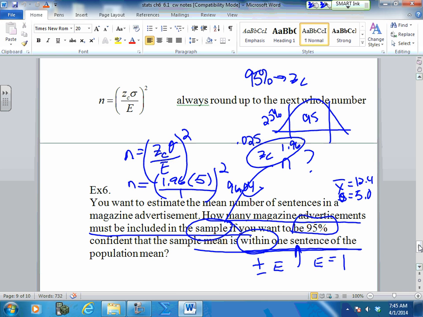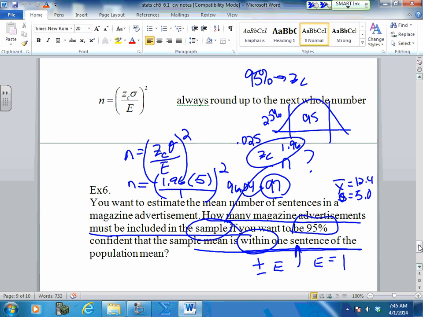I have to note, you have to round up. If you drop it to 96, you never reach 96.04. So you have to round up to 97. So if I include in my sample 97 advertisements, that'll help me get within one margin of error, and I'll be 95% confident that I will find the population mean in that interval.